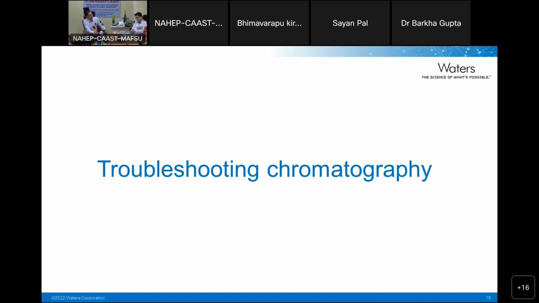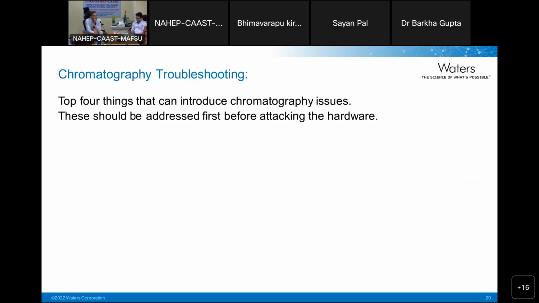So now, troubleshooting the chromatography part, all the LC part initially. Top 4 things that can introduce chromatography issues. This should be addressed first before attacking the hardware: mobile phase, column, sample, and manual errors.